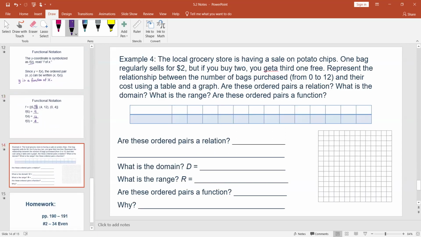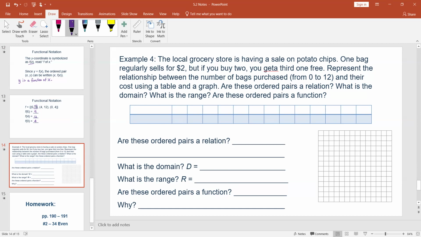We have our word problem. Our example here: the local grocery store is having a sale on potato chips. One bag regularly sells for $2. This was obviously made before inflation, but moving on. It sells for $2, but if you buy two, you get a third bag free. Sorry, little typo there. Represent the relationship between the number of bags purchased from 0 to 12 and their cost using both a table and a graph.